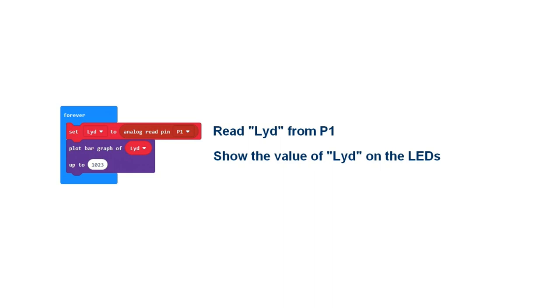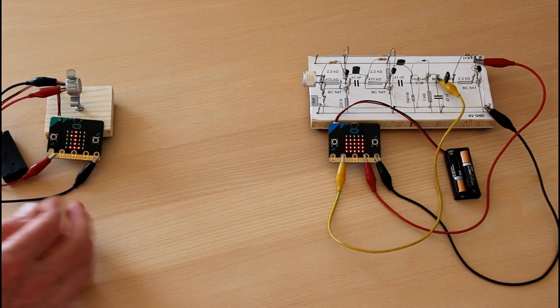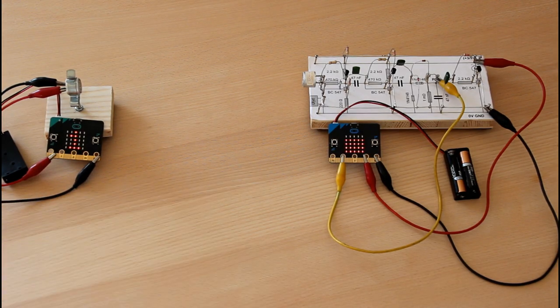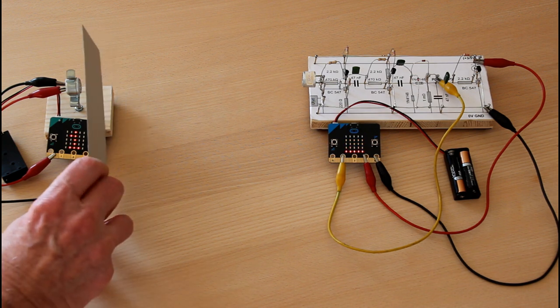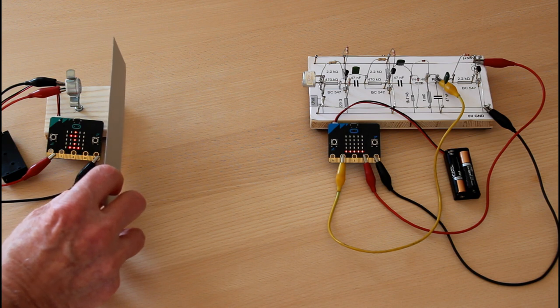Now we need to connect a micro bit to the receiver. The program we will start with looks like this. Here is the micro bit connected. When I press button A on the transmitter, the micro bit on the receiver, using the LEDs, shows how big the received signal is.